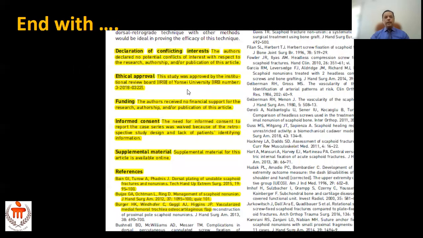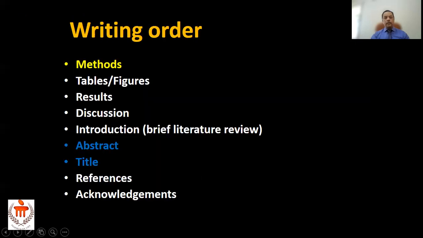There are things which you need to end with, especially conflict of interest, ethical approval, funding, informed consent, supplementary material, and of course the references as per the standard guidelines of the journal itself.